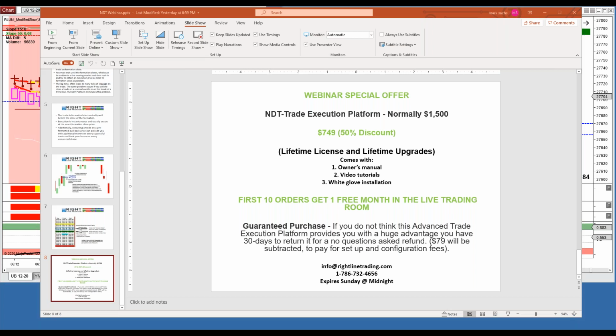Can this be used with Thinkorswim? Actually, it cannot be, because the trades have to be executed on NinjaTrader 8. I hate to tell you that, Caesar, but if you don't use the NDT, our software works great on Thinkorswim. But if you want to use our NDT platform, you have to use it off of NinjaTrader 8.